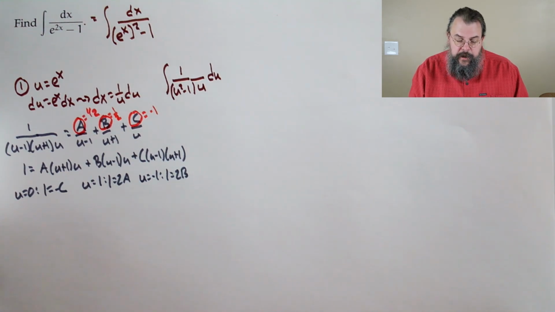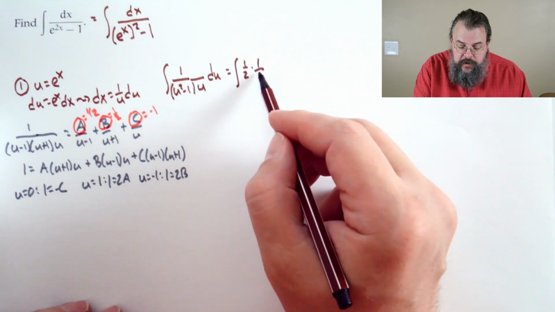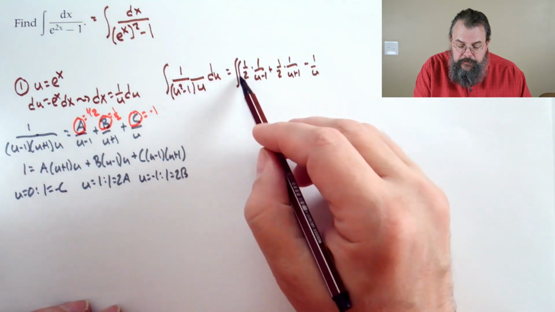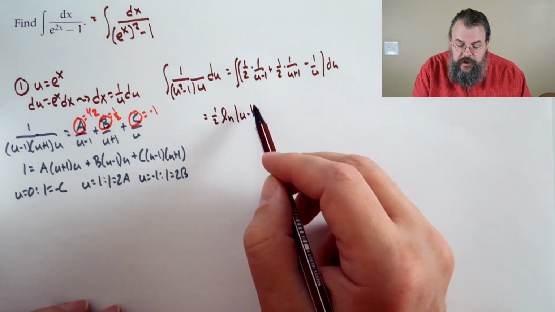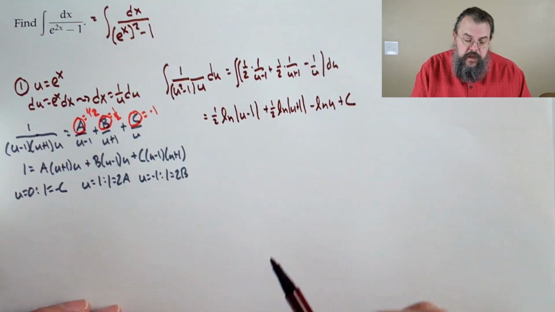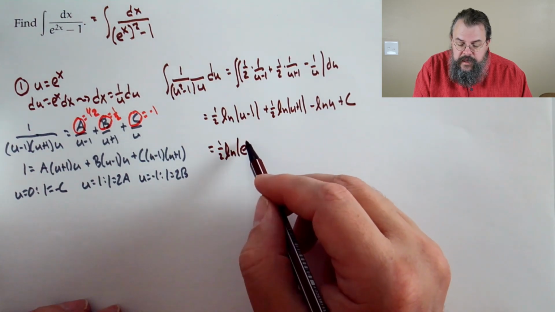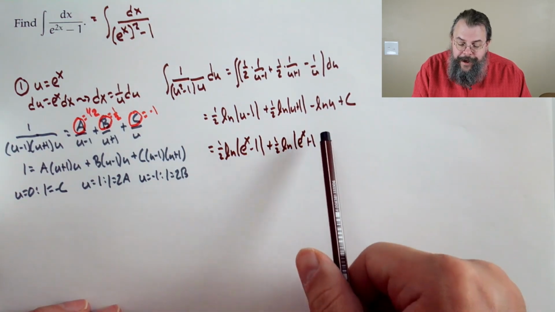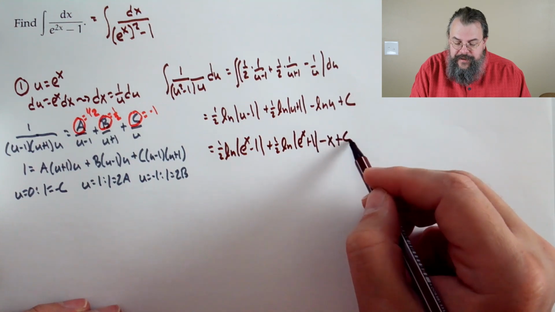So our integral now updates to the following. We have the integral of 1/2 times 1 over u minus 1, plus 1/2 times 1 over u plus 1, minus 1 over u, du. So integrating, that's 1/2 log u minus 1 plus 1/2 log u plus 1 minus log u plus c. And go back to what u is. u is e to the x. So that becomes 1/2 log e to the x minus 1 plus 1/2 log e to the x plus 1. And log of u, log of e to the x, is x. And we're done.